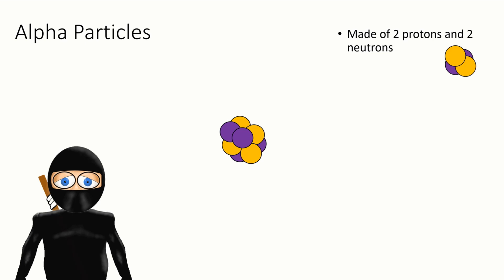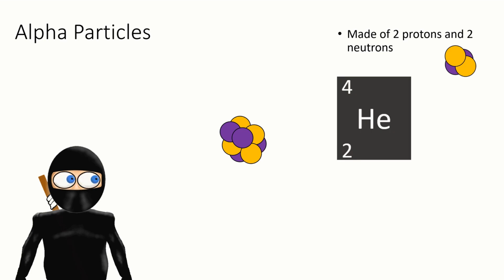Now in the periodic table there is an atom with 2 protons and 2 neutrons: helium. And normally a helium atom has electrons orbiting round about it, but we find the 2 protons and 2 neutrons in the helium nucleus. So another way of thinking about the alpha particle, because it's made of 2 protons and 2 neutrons, it's identical to a helium nucleus.